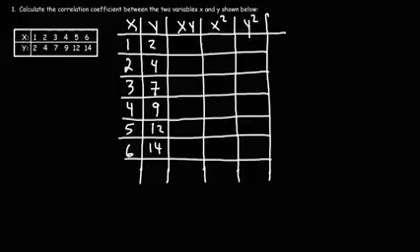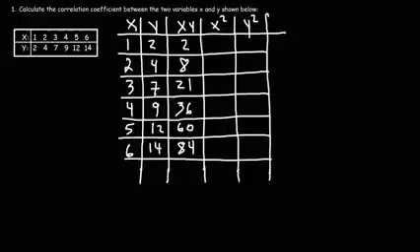Moving on to the next column, we need to multiply x and y. So 1 times 2, that's going to be 2. And then if we multiply 2 and 4, we're going to get 8. Next, we're going to multiply 3 and 7, which is 21. And then 4 times 9, that's 36. 5 times 12 is 60, and then 6 times 14. 6 times 10 is 60, 6 times 4 is 24. When you add 60 and 24, that gives you 84.